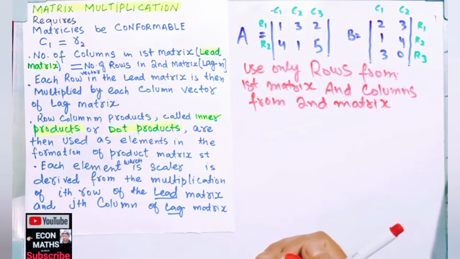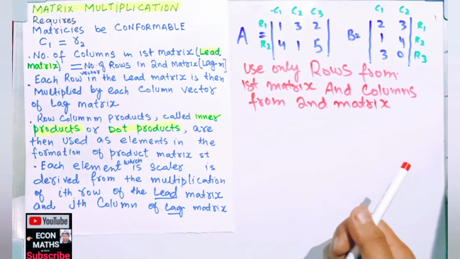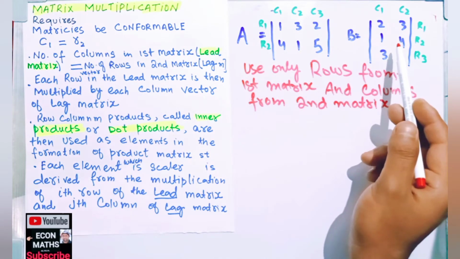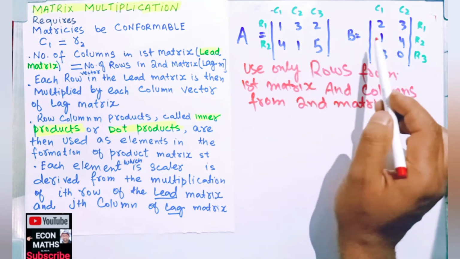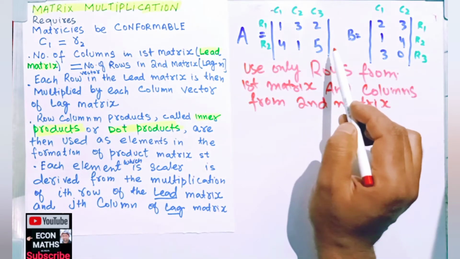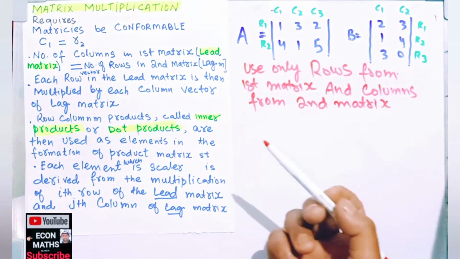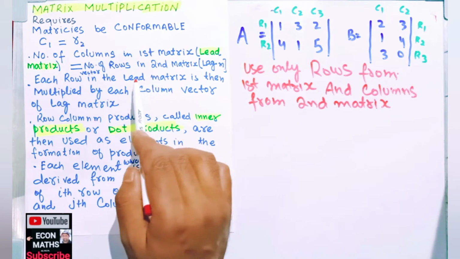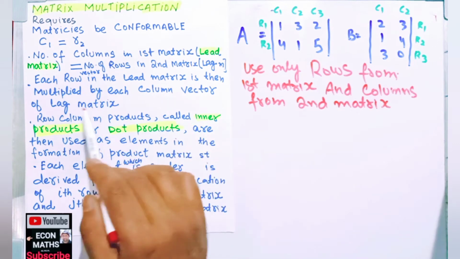Now after being sure that the two matrices are conformable, we can go for the matrix multiplication. In this case, these two matrices are conformable because the number of columns in the first matrix is equal to the number of rows in the second matrix. Here the number of columns is 3 and the number of rows is also 3. Now after that, each row vector in the first matrix, that is the lead matrix, is multiplied by each column vector of the lag matrix.